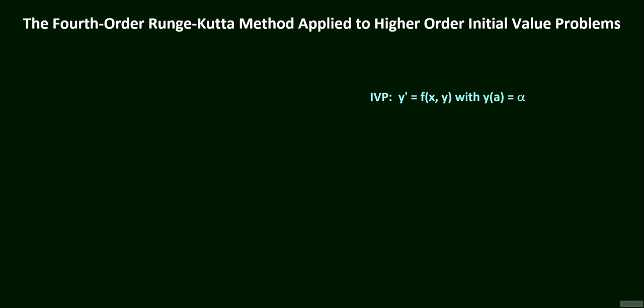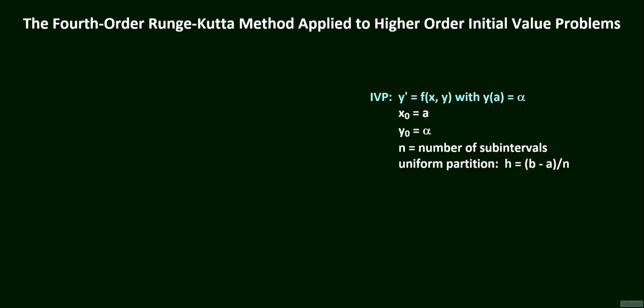For the fourth-order Runge Kutta method applied to this IVP, we set x sub 0 equal to a and y sub 0 equal to alpha. Let n be the number of subintervals for the interval from x equals a to x equals b. Using a uniform partition, if h is the step size, then h equals (b minus a) divided by n. Then a recursion for the fourth-order Runge Kutta method for this IVP is given by these set of equations.